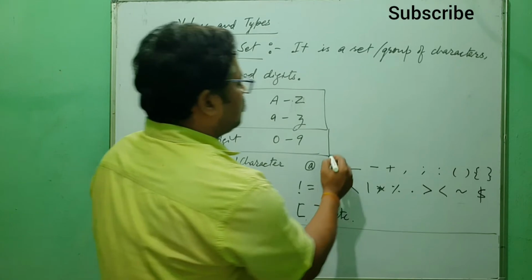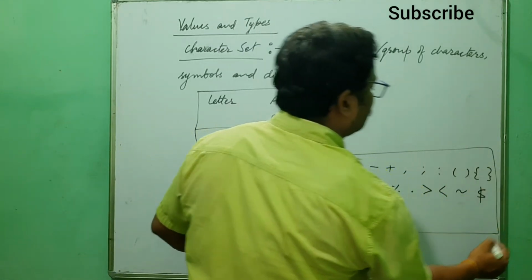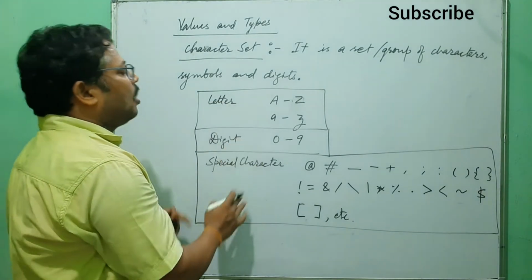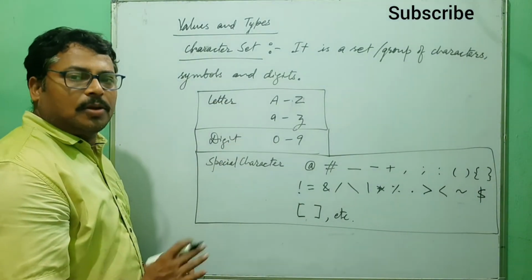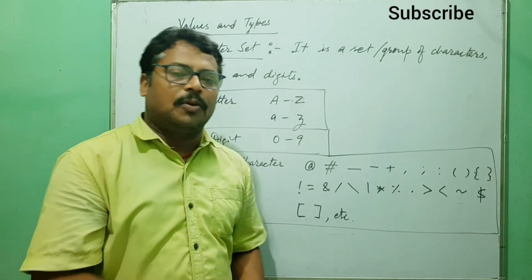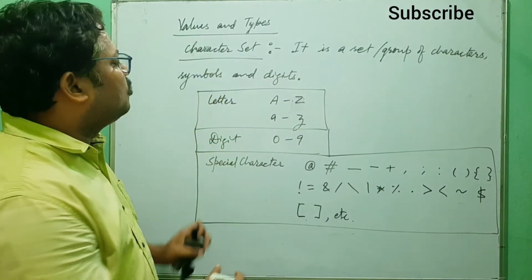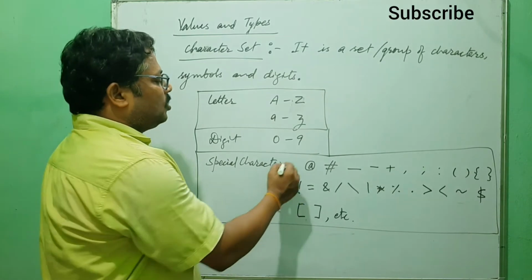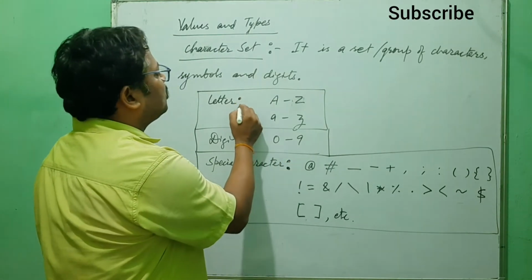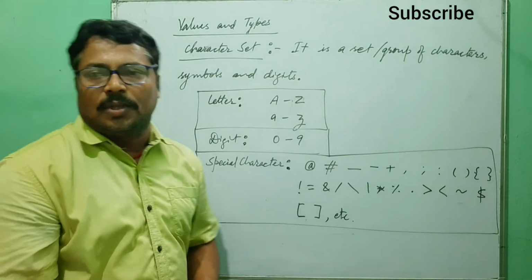So it is clear that in the Java programming language we will use all these types of letters, digits or symbols, for combining any word, for combining any sentence or statement, for writing any instruction. We will use these combinations. So this is known as character set. One thing is clear.